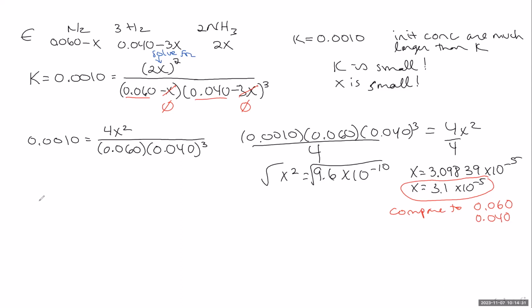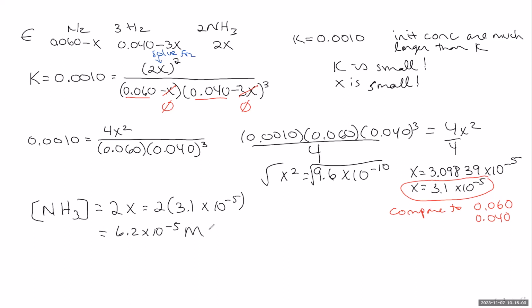So now when we want to calculate the concentration of ammonia in the system, remember it was 2x from our equilibrium expression. So we're just going to take our value for x, multiply it by 2. Oops, that should be negative 5. And we end up with 6.2 times 10 to the negative 5 molar. Okay, now that is our final answer.